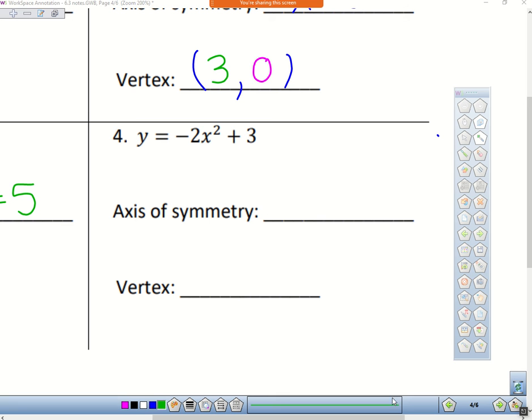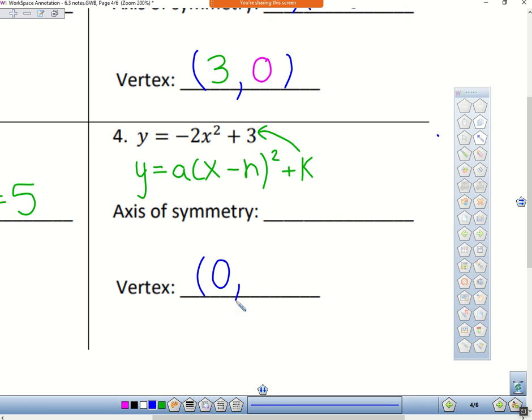So, on the next one, let's think about what the vertex form looks like. A times x minus h squared plus k. Now, what do you notice we're missing in this one? Which letter do we not have? We don't have h. We have k, because k is this one right here. You see that? But we're missing the h. So what do you think the h is if we don't have one? 0. And what's the k? 3.